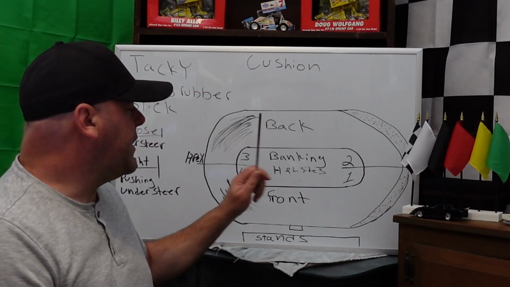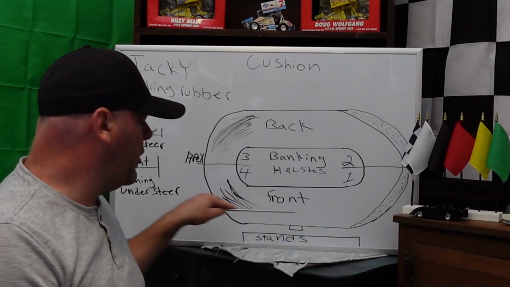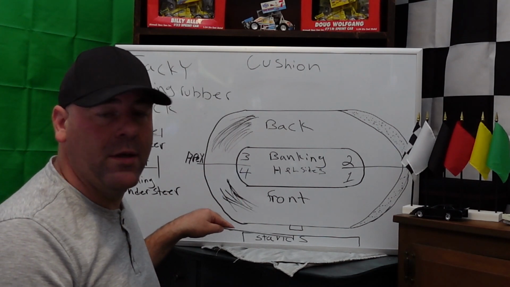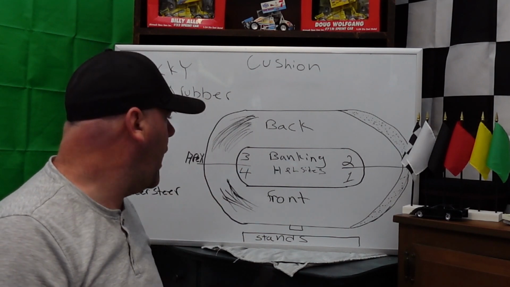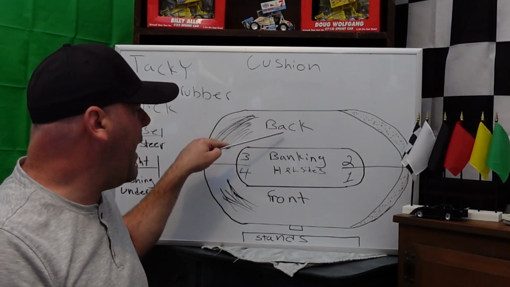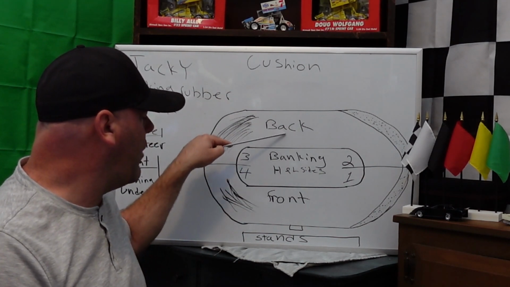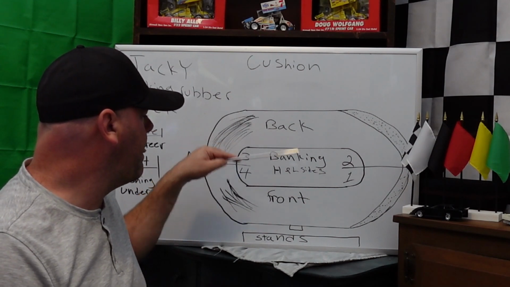Alright, so now that we've discussed the corners, you have the front stretch, which is the closest to the stands, and then you have the back stretch, which is on the back opposite. Okay, so front stretch and back stretch. Those are the two straightaways. So obviously, again, front stretch and back stretch.